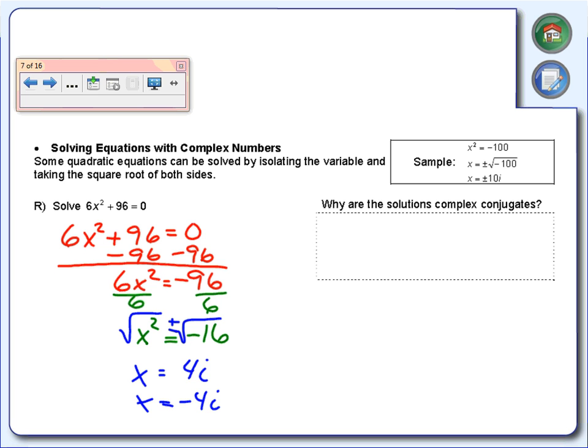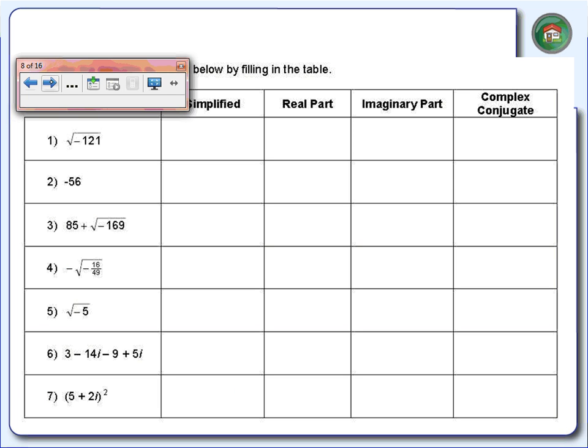So there's that other solution. So 4i and negative 4i would be the solutions to this quadratic. Notice how both of those happen to be imaginary solutions. All right, so these are my solutions. Andy, what do you notice about those two solutions? They're conjugates. Notice how they're conjugates of each other. 4i and negative 4i are conjugates. We have opposite imaginary parts. Keep that in mind. Let's keep going here.